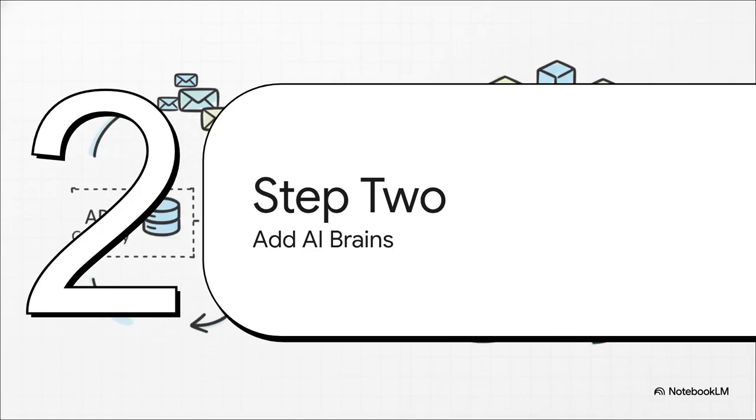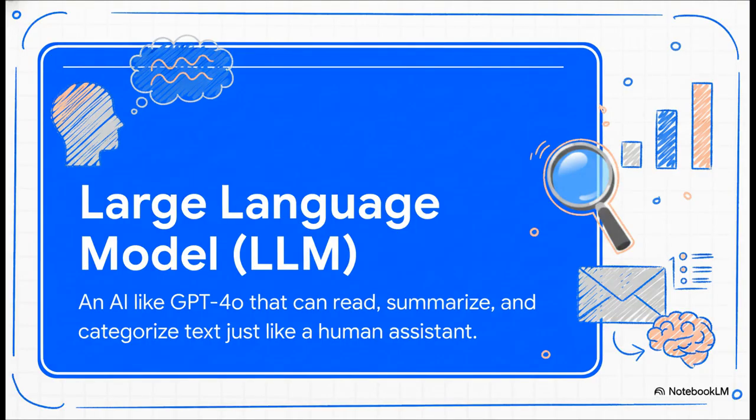This is where our assistant gets its brain. We're going to feed all that raw email content into an AI that can genuinely understand text, and it's going to turn all of that chaos into pure clarity. To do this, we use a large language model, or an LLM. You've heard about these. They're the powerful AI systems like GPT-4o that are everywhere right now. For our project, the LLM acts like an incredibly fast and efficient personal assistant.